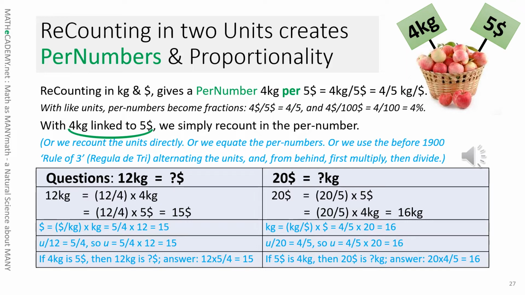Recounting in kilogram and dollar, we get a pair number, 4 kilograms per $5, or 4 per 5 kilogram per dollar. With like units, pair numbers become fractions. $4 per $5 is 4 per 5, and $4 per $100 is 4 per 100, or 4%. With 4 kilograms linked to $5, we simply recount in the pair number when asking, 12 kilograms is how many $? 12 kilograms is 12 over 4 times 4 kilograms, which is 12 over 4 times $5, which is $15.